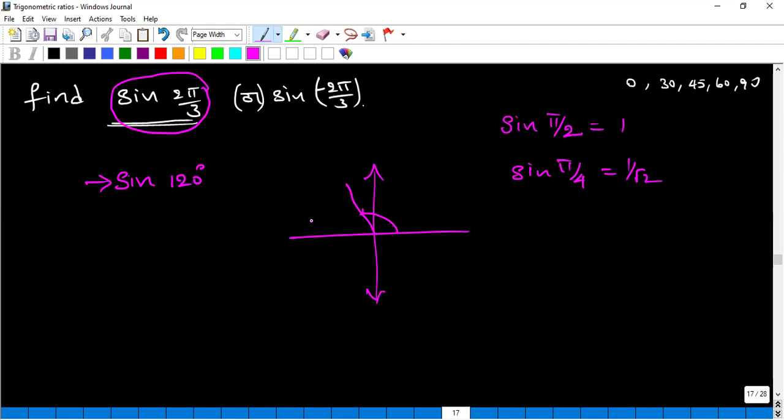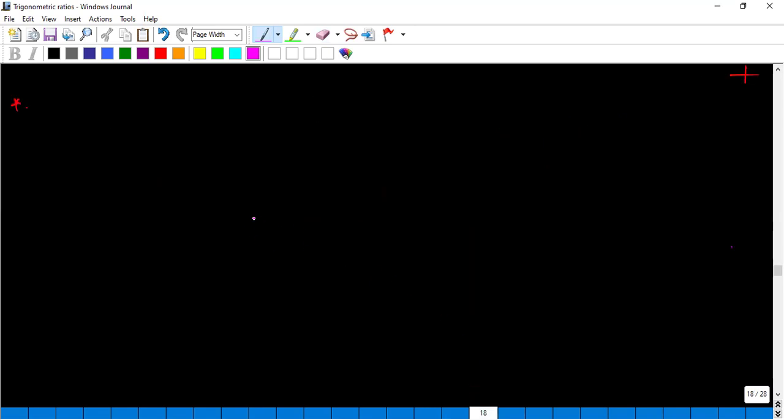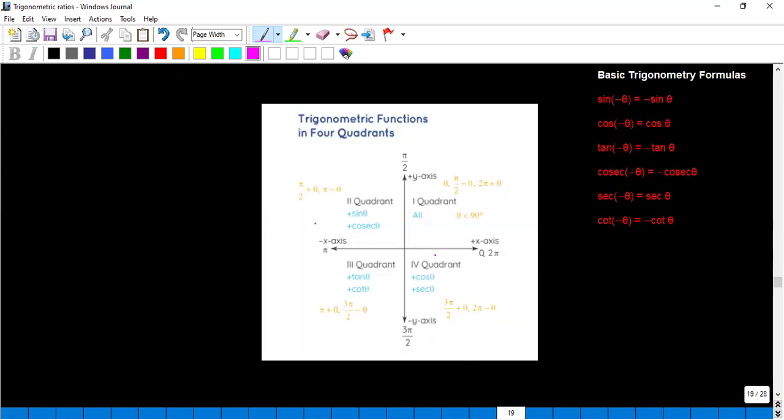But how to find out the exact answer? 120 is coming in quadrant 2, but I want the answer. How to find out? For that only, we need to study and understand the basic concept. How can we calculate the ratio of trigonometry for any angle? Okay. Before going into that, try to understand this.